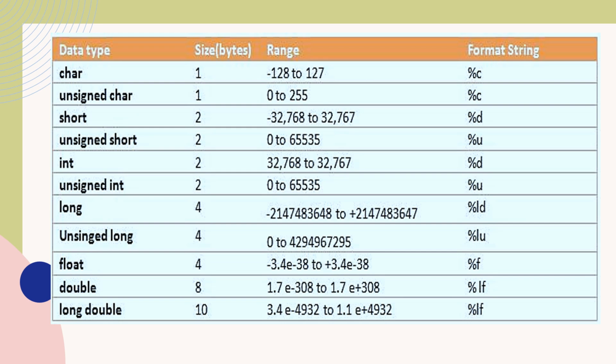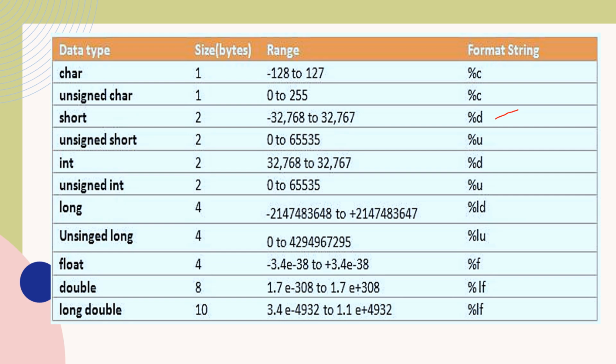in C. If it is a character, the size is 1 byte and the format specifier is %c, and here you have the unsigned character. It is also specified as %c, and you have the short data type, which is represented as %d, and you have the unsigned short data type. It is represented as %u when we do the coding, and you have the integer data type and that is represented as %d, and you have the unsigned integer. It is just shown as %u, and you have the long data type.